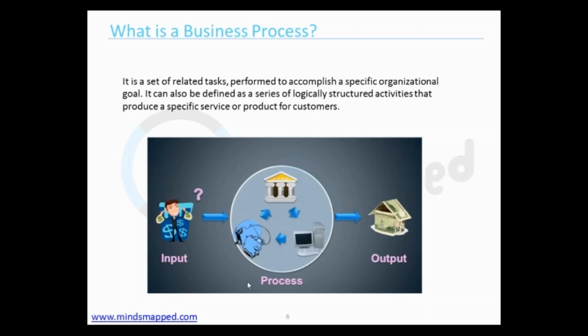If you see how processes work, we need a set of inputs, for example the requirement from the hiring manager, resumes from the candidate, or follow-up from the HR team. Then there is a process, for example the screening process, interview scheduling process, hiring process, making an offer process, or onboarding process. Then we get a set of outputs. By definition, it is a set of related tasks performed to accomplish a specific organizational goal. It can also be defined as a series of logically structured activities that produce a specific service or product for customers.